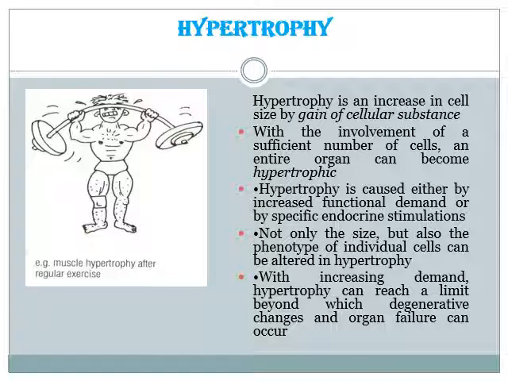Not only the size but also the phenotype of individual cells can be altered in hypertrophy. With increasing demand, hypertrophy can reach a limit beyond which degenerative changes and organ failure can occur. So, here is an example of muscular hypertrophy after regular exercise.